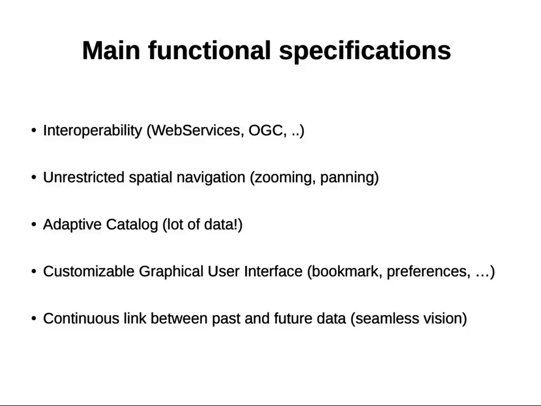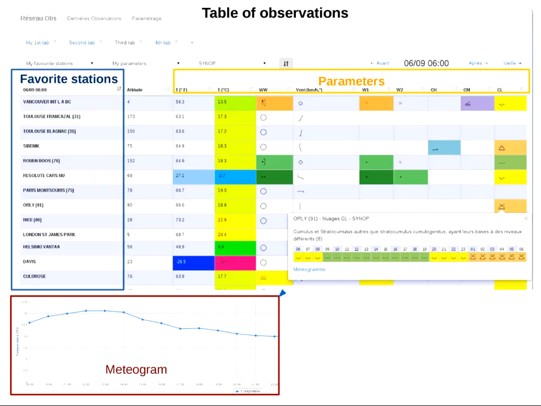Now that we set the basis, I would like to start with the new features, but first, in order to respect the main topic of this conference this year, I would like to give you a brief overview of how we manage the observation in this software. So we have what we call a table of observation, which permits to monitor our favorite stations and favorite parameters, and to have details with some tables or some other representation like meteograms.